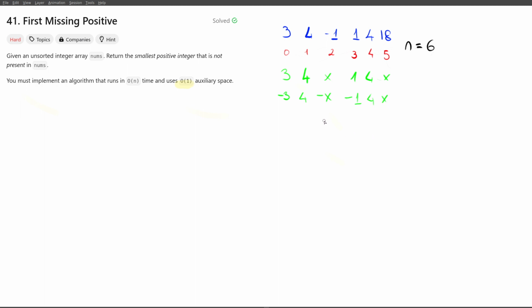And now, the answer is simply the first position in this array that is not negative. So in this case, the answer is not 1, because here we have a negative sign, so we have already seen a 1 in our original array. But we don't have a negative sign here, and so the answer is 2, which is the first missing integer in our array. And then I'll also show you a second way.